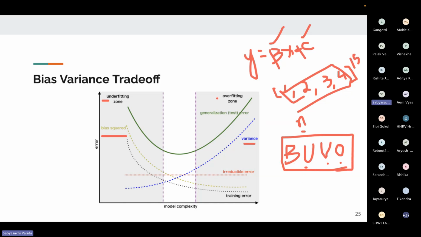If it is high bias, then it is underfit. If it is high variance, then it is overfit. And my target is to make a trade-off between both so that my bias is low and my variance is also low.